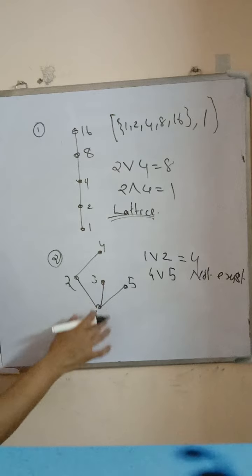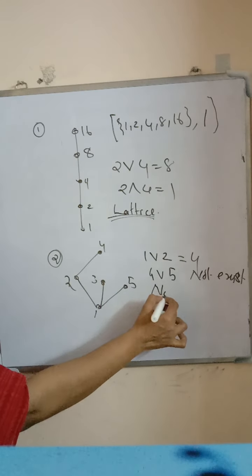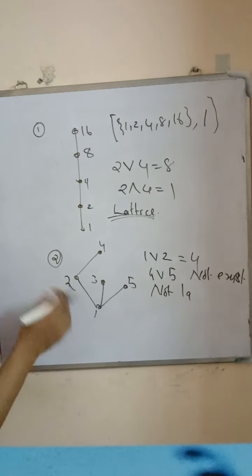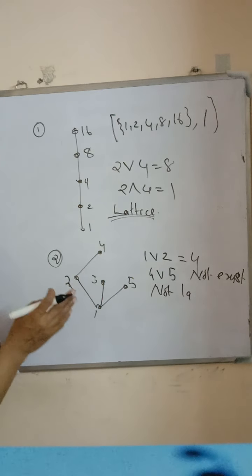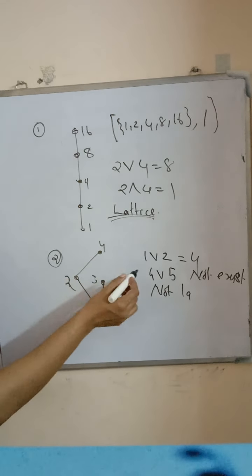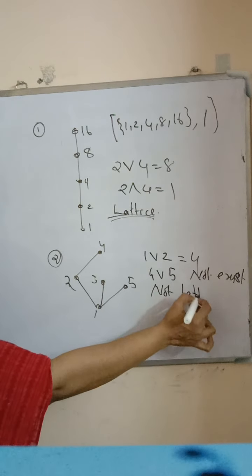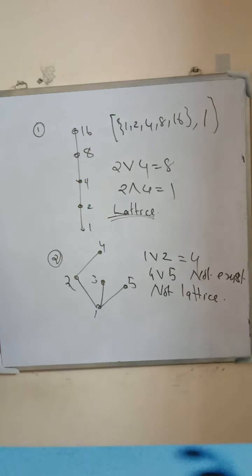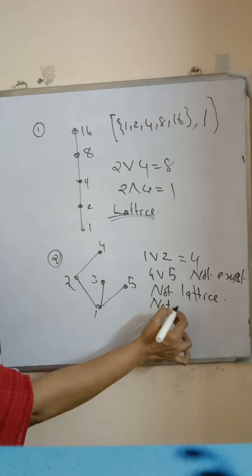That means this partially ordered set is not a lattice. If it is a lattice, the join of every pair of elements exists, and also the meet of every pair of elements exists. Here 4 join 5 does not exist, therefore this is not a lattice, and not a join semilattice.